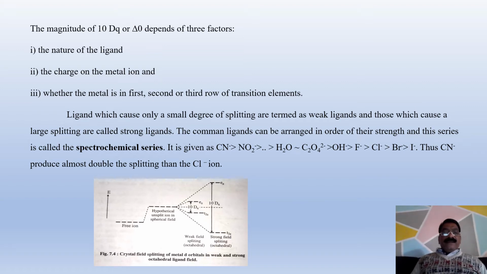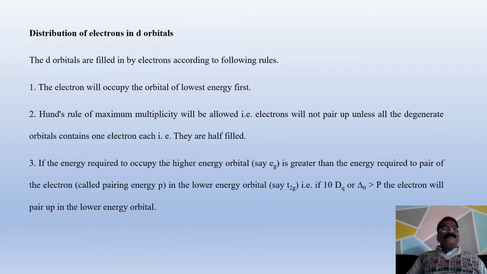See in the figure there is the splitting. At the center, where the splitting is small, it is due to the weak field, and the splitting which is large is called strong field splitting. That is, the difference between t2g and eg, 10 Dq, is small in one case, and in the other case the difference between t2g and eg is large.